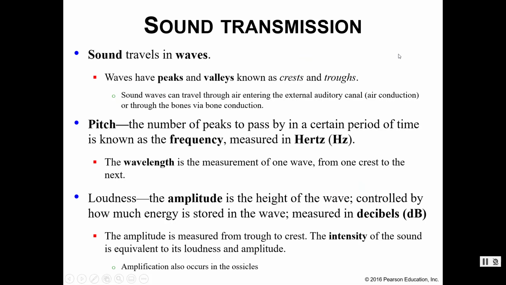Now, sound, hearing. Let's talk about sound itself. Sound travels in waves, and waves have both peaks and valleys. Sometimes they're referred to as crests and troughs. Sound waves can travel through the air, and if your auricle funnels them into your external auditory canal, then those would eventually be sounds that we could process. Those sound waves will move from the air through the ossicles, the ear bones, so bone conduction, and then they'll make their way into the inner ear where we can process that information.